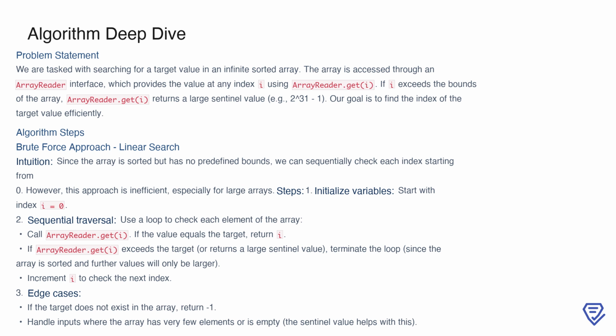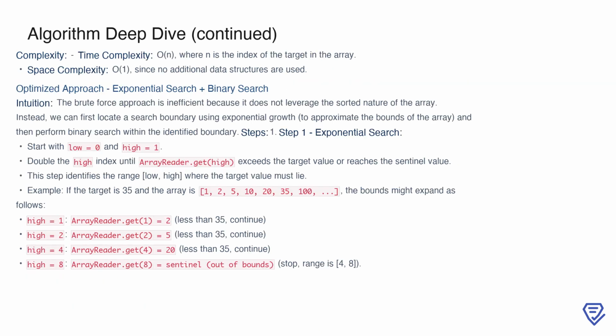While this method is easy to implement, it's inefficient for large arrays since it requires checking each element one by one. Edge cases to consider here include scenarios where the target doesn't exist, the array is empty, or it contains very few elements. The sentinel value helps us handle these cases gracefully by signaling when we've gone out of bounds. The brute force approach comes with a time complexity of O(n), where n is the index of the target value in the array. This makes it inefficient for large arrays as the number of steps grows linearly. On the other hand, the space complexity is O(1), as we don't use any additional data structures.